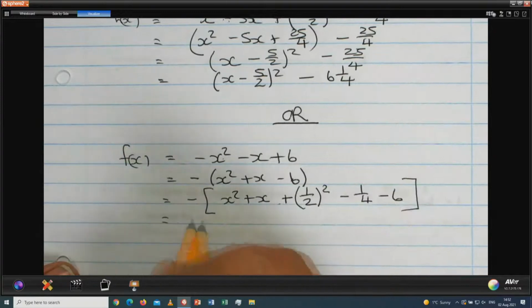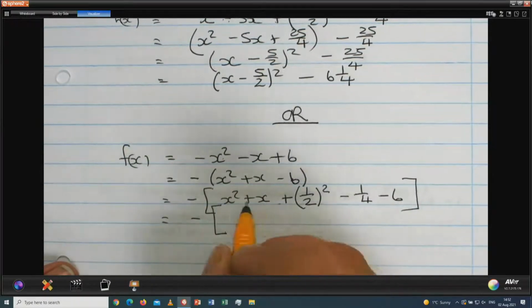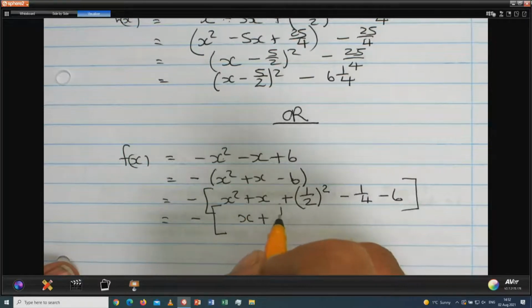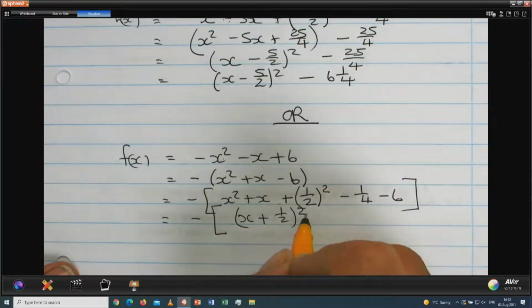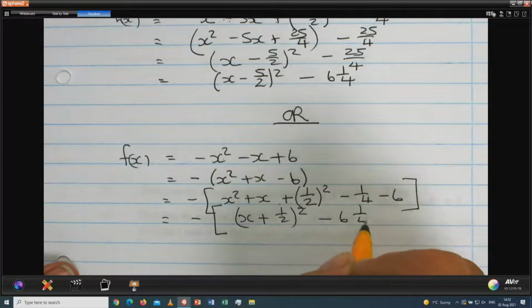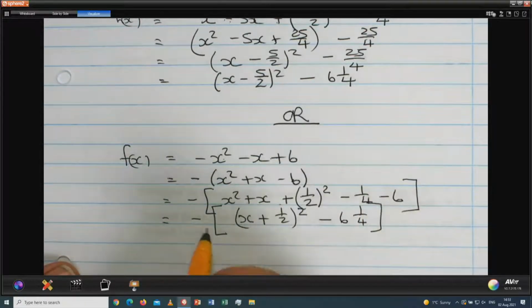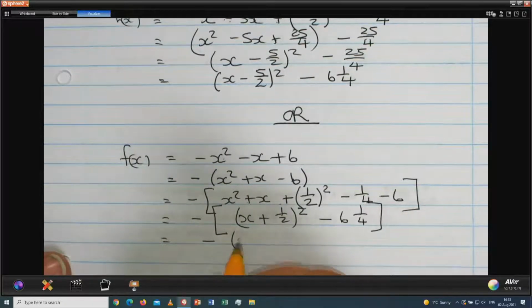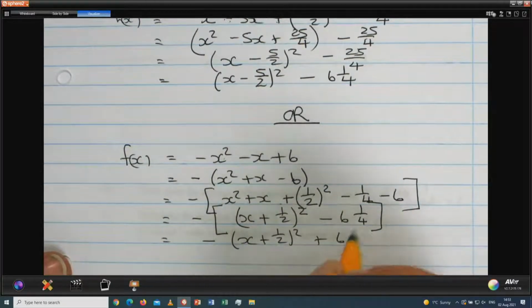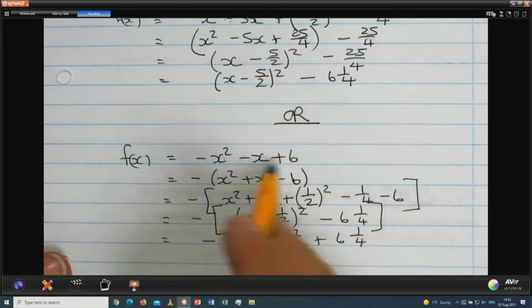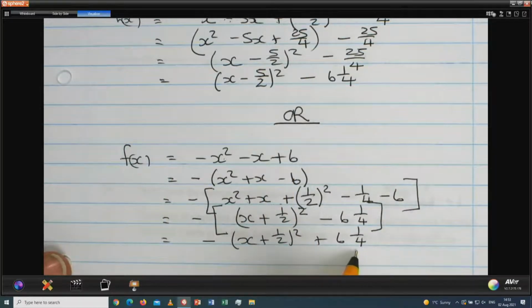So it becomes negative. This here becomes x, same sign, both positive, x plus a half to be squared, minus 6 and a quarter. Now you multiply in, so that becomes negative bracket x plus a half squared plus 6 and a quarter. So f(x) can be rewritten in that form because h(x), the answer, had to be written in that form.